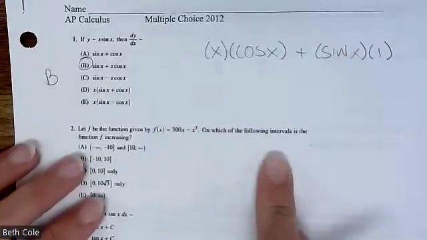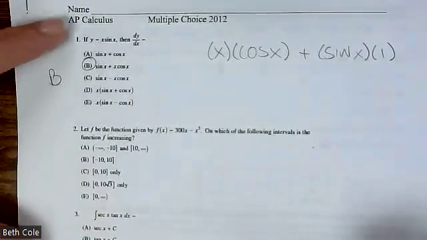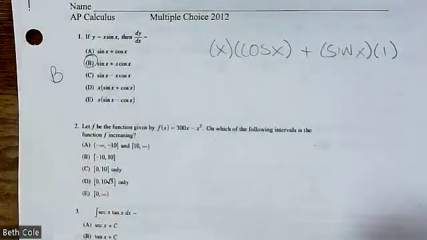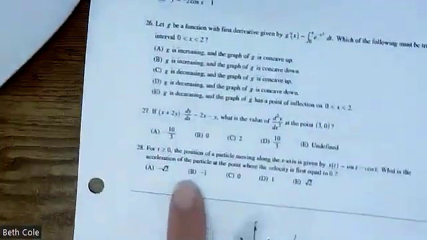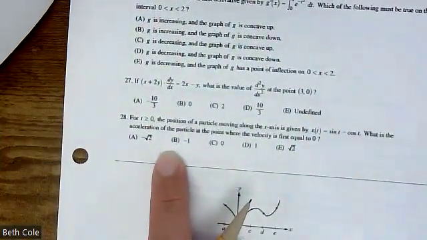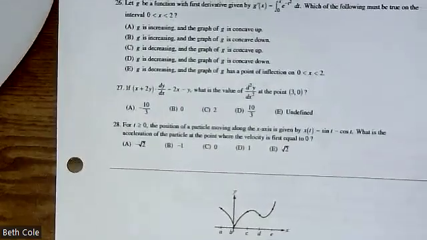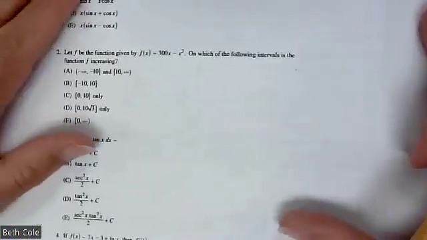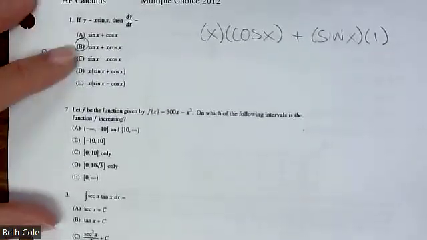Now, this test is so old, it still has choices A, B, C, D, E. You will only have 4 choices on all of yours. It will just be A, B, C, D. Also, if you notice, their non-calculator only goes through 28. Yours will go through 30. You're going to have 30 non-calculator and 15 calculator, but this test is so old, but it's the most recent one we have, so that's what we're going with. All right, so B for that one.